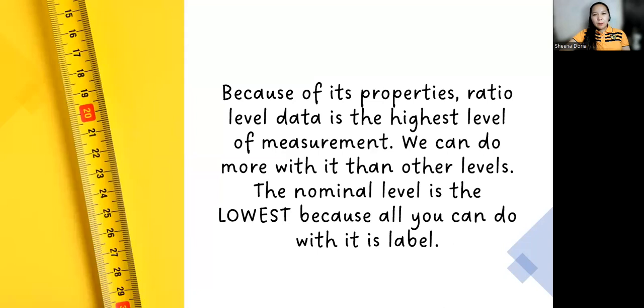So because of its properties, ratio level data is the highest level of measurement. We can do more with it than other levels. The nominal data is the lowest because all you can do with it is label.